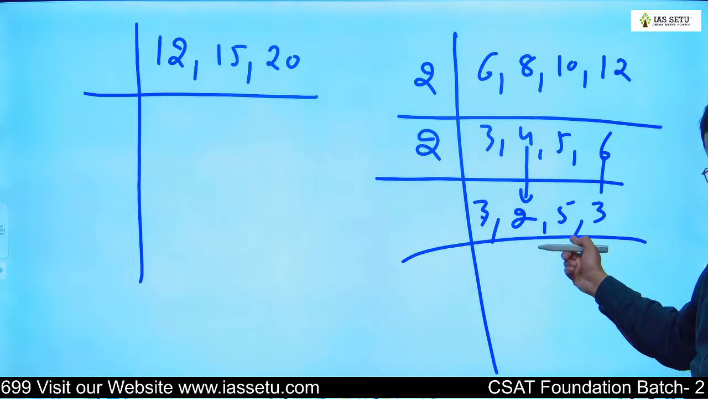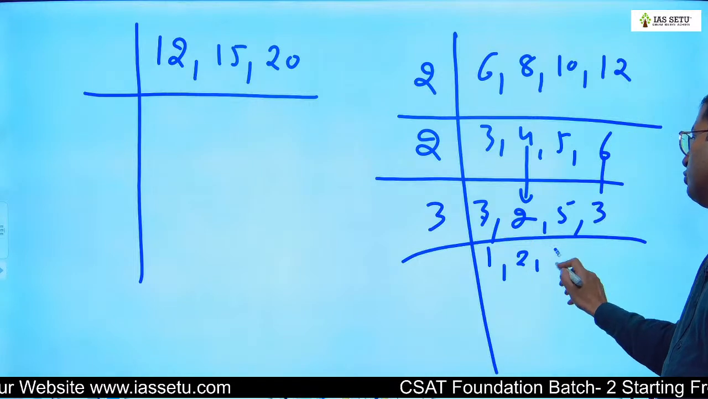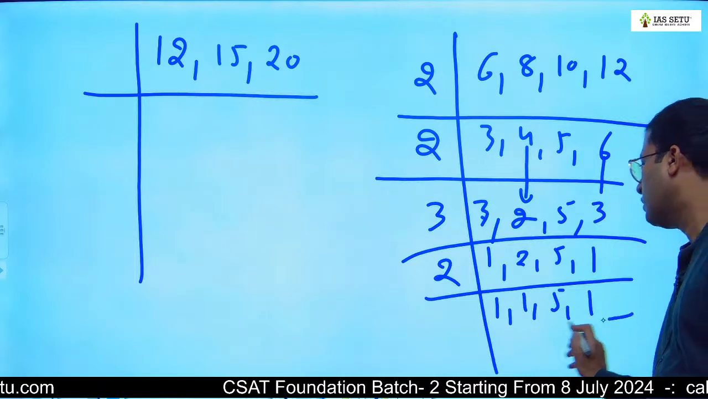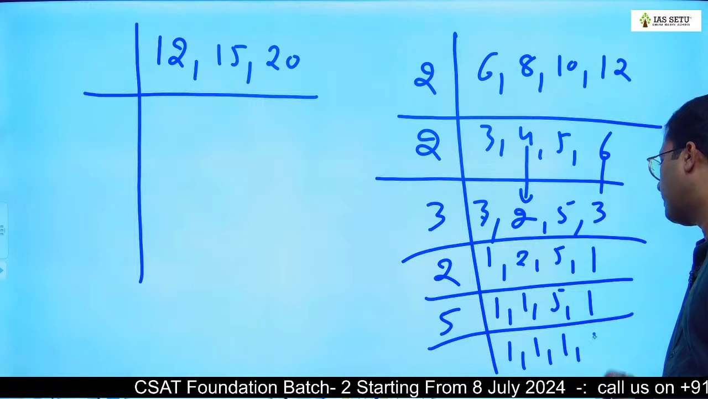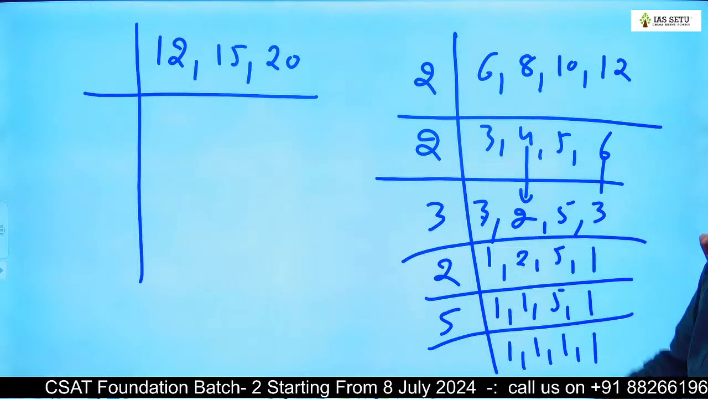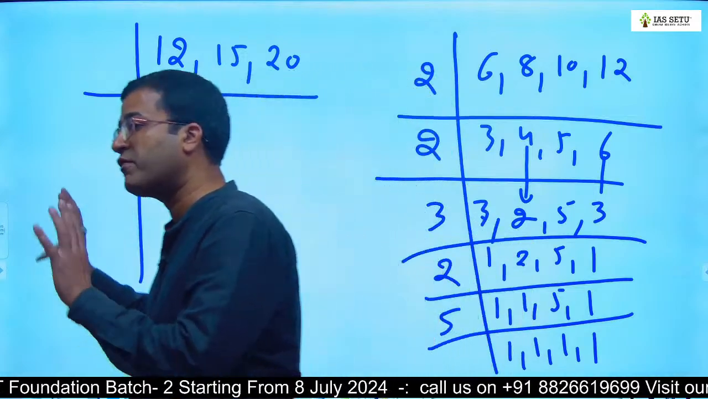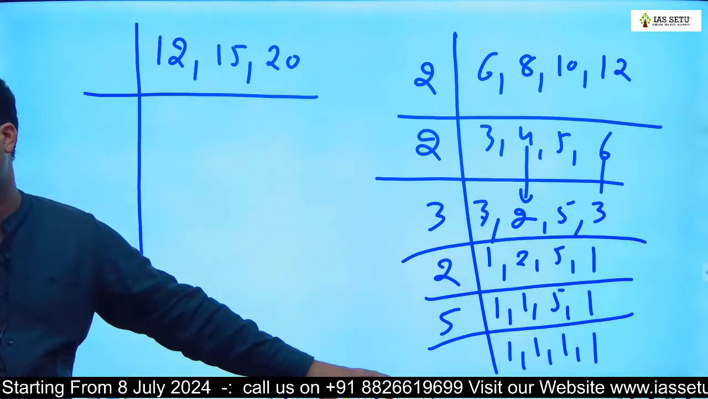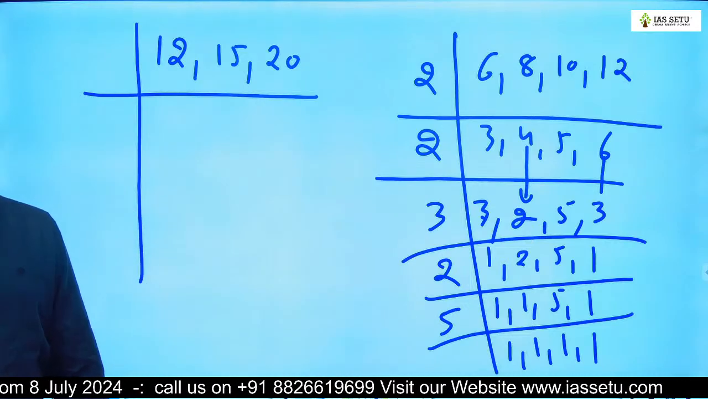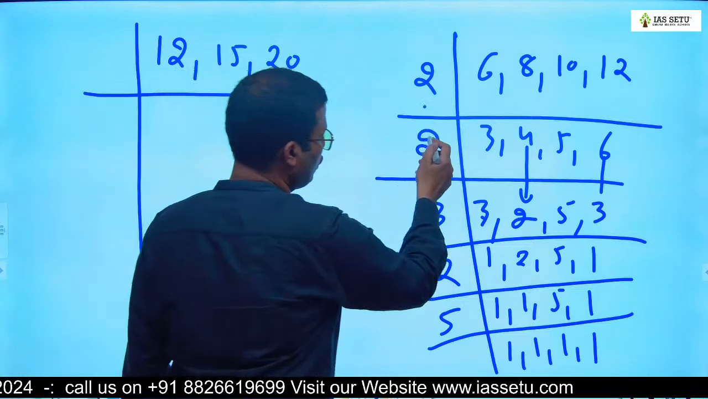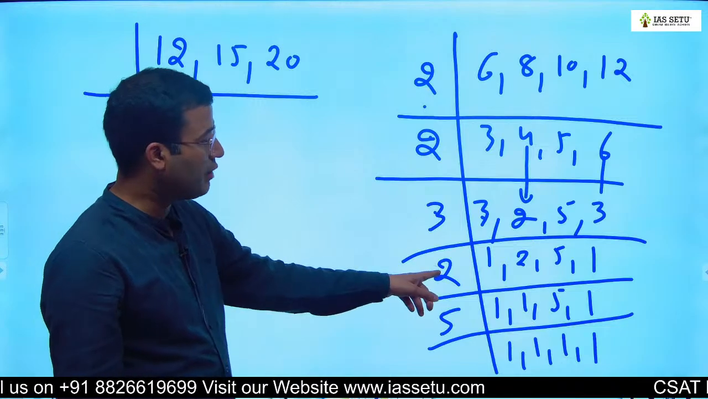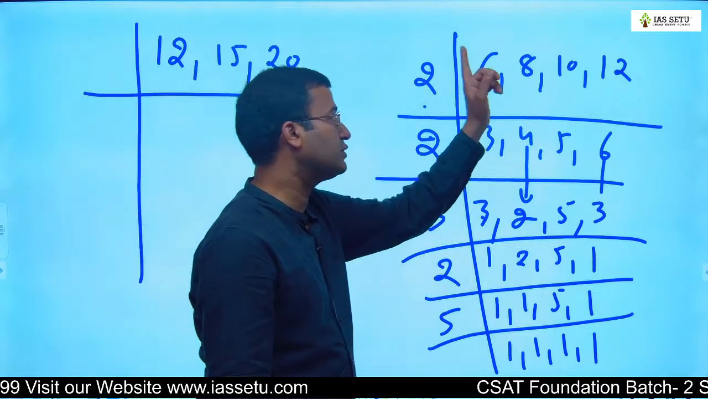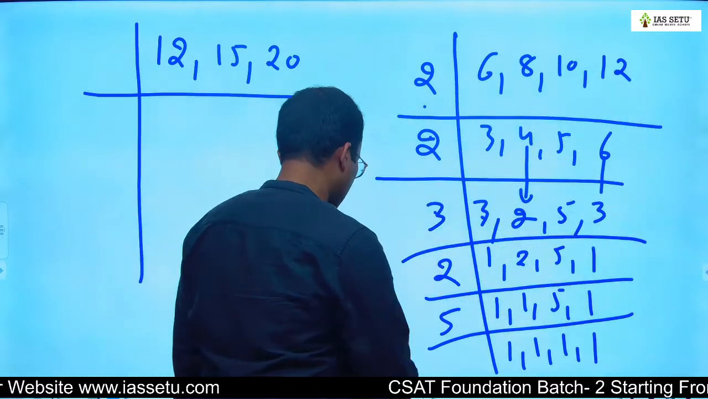Then you can take 3 common, so it will become 1, 2. Then you take 2 common, 1, 5. Take 5 also common so that all the numbers become 1. So I repeat, first preference is common factor from all the numbers if available. Otherwise keep reducing them. If common from 3 numbers, 2 numbers, still then you multiply 2 into 2, 4, 4 into 3, 12, 12 into 2, 24, into 5, 120. So the LCM of 6, 8, 10 and 12 is 120.